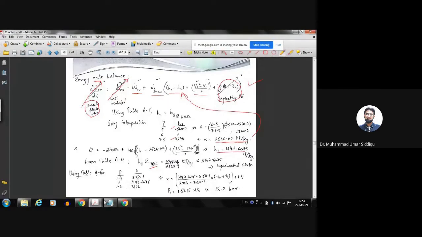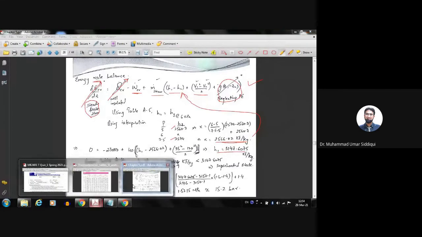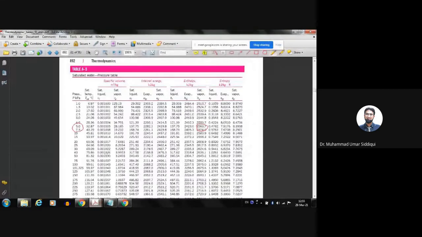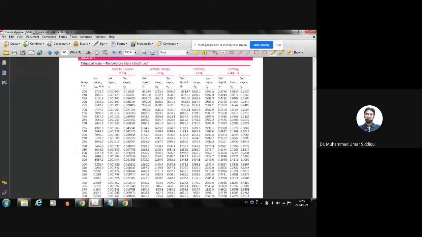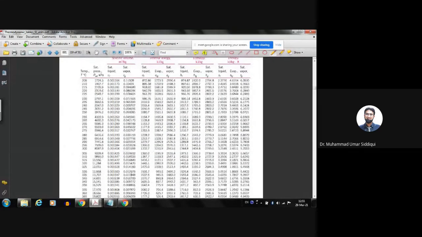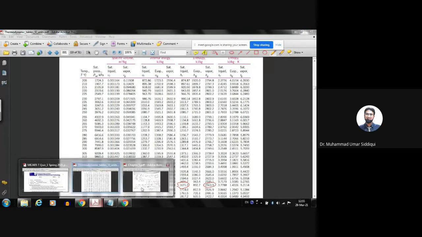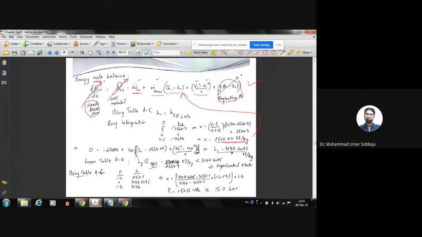So let's see at 350 degrees centigrade. This is temperature. At 350 degrees, let us see the H values. So Hf is 1671, Hg is 2563. And in our case, the H value is 3147. So obviously this 3147 is bigger than Hg. So we will be in the superheated state. So we're going to leave this table.